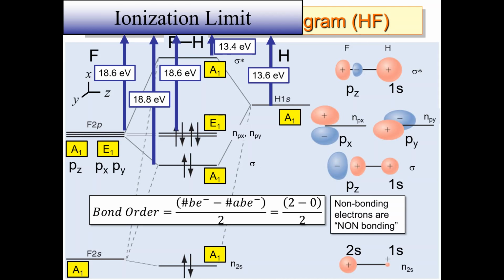In that situation, we'll do this on the board. So we have X or Y, which is E1, and Z, which is A1. And then the LUMO, light, and the HOMO. So this would be the transition dipole moment that you would set up.